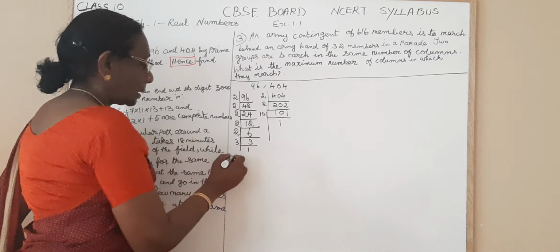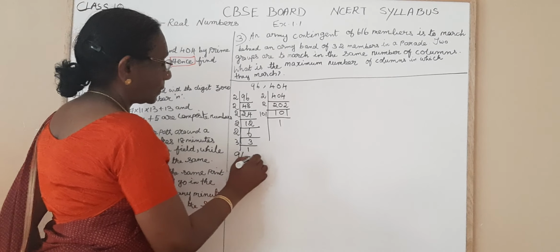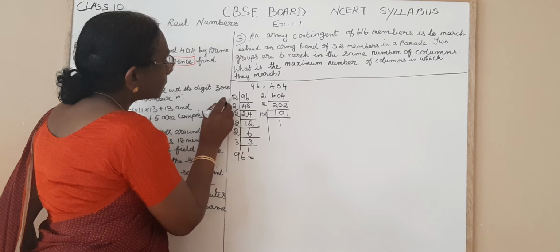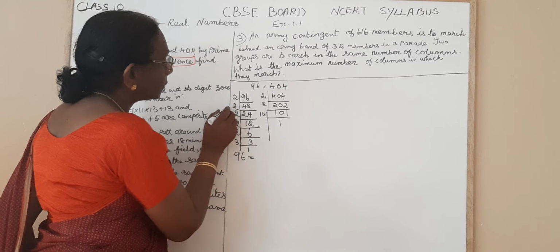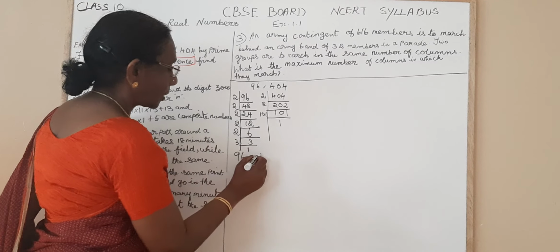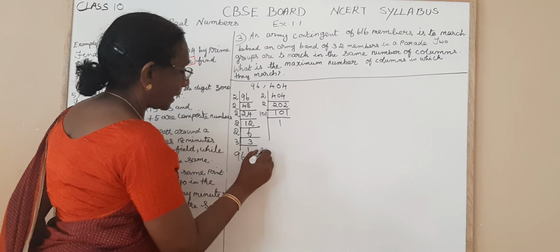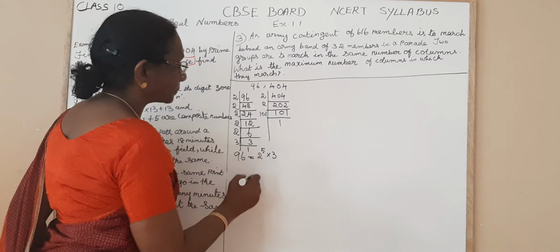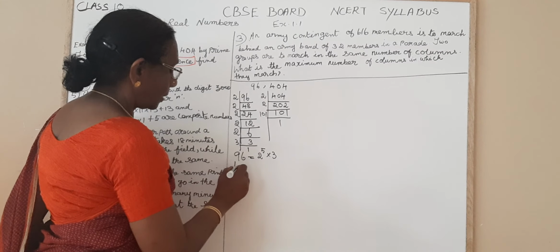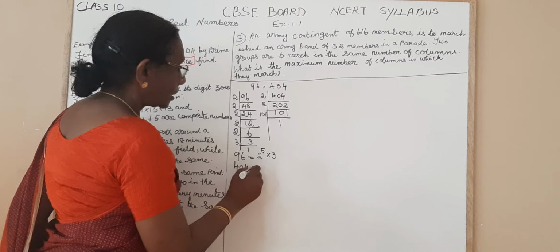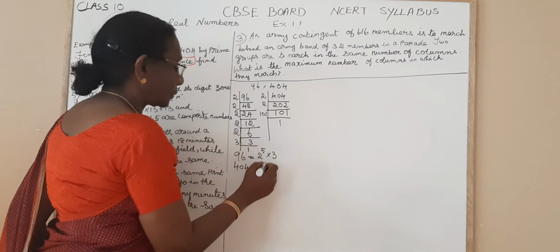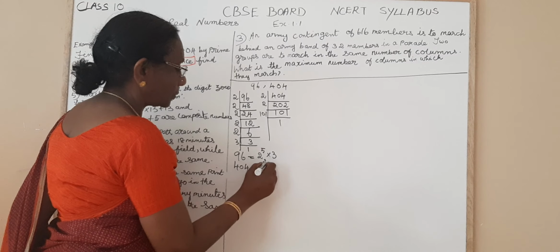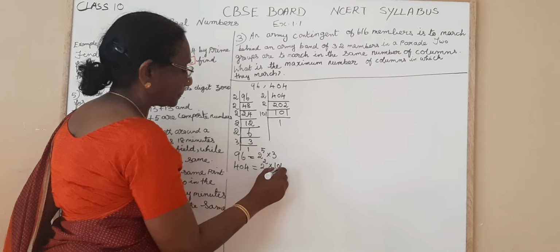Now 96 is equal to 2 into 2 into 2 into 2 into 2. How many times? 1, 2, 3, 4, 5. So 2 to the power 5 into 3. Then 404 is equal to 2 into 2 into 101, that is 2 square into 101.